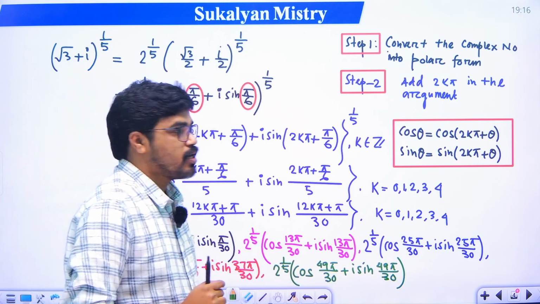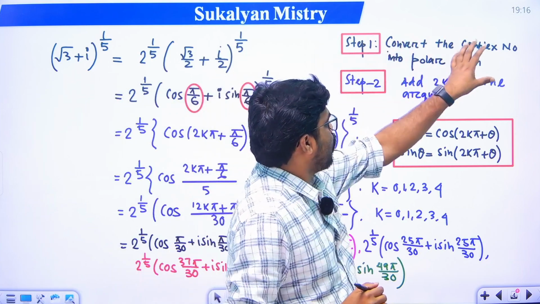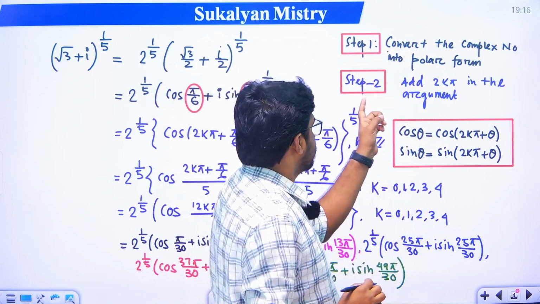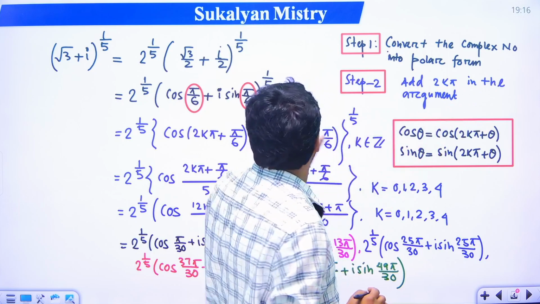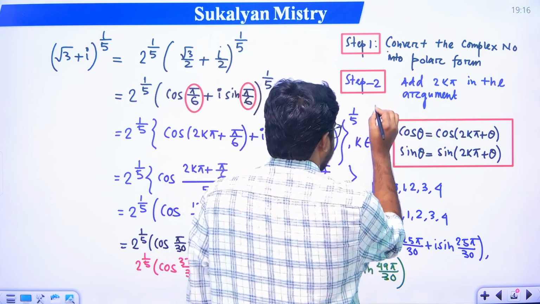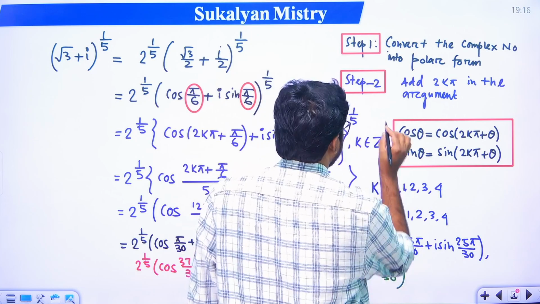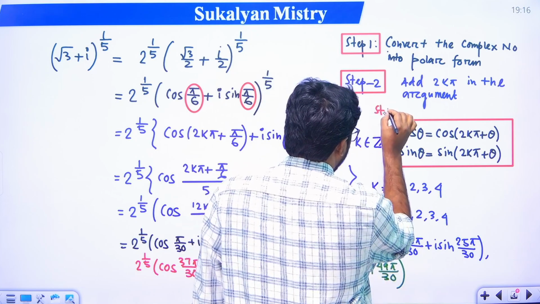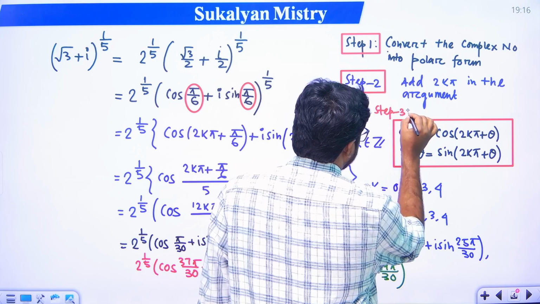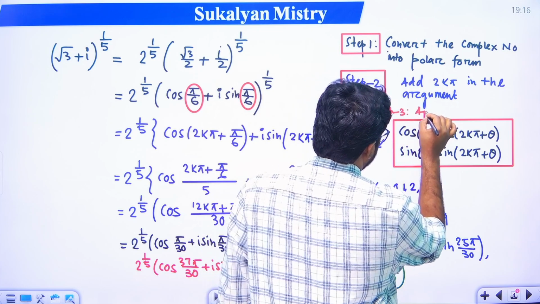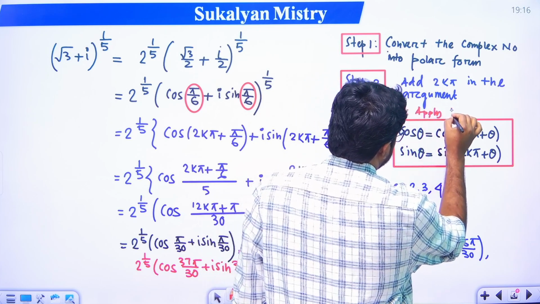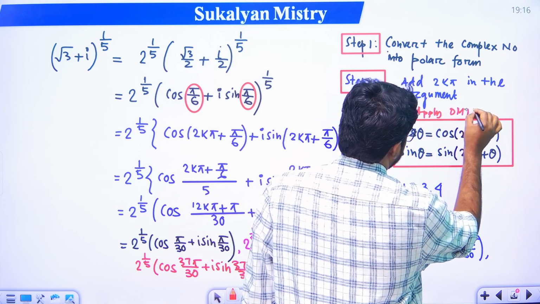Okay, so step 1 is convert the complex number into polar form. Step 2, add 2k pi in the argument. And step 3, that is, apply de Moivre's theorem.